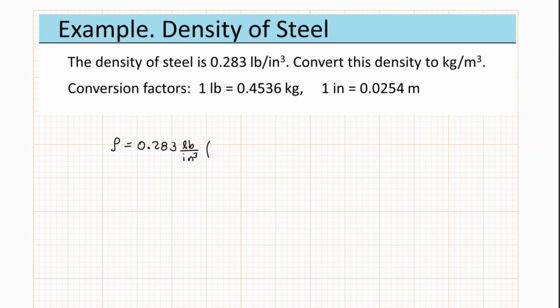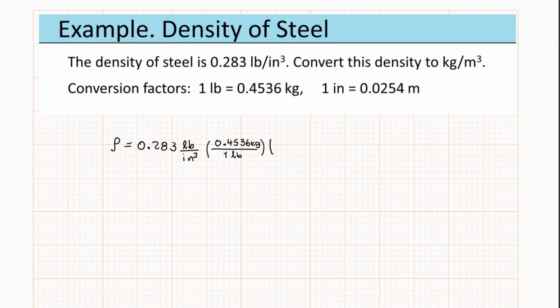So we start by converting the pounds into kilograms. We know that 1 pound is equal to 0.4536 kilograms. So we will write the ratio of these two quantities, and we will put the pounds at the bottom so that the units of pounds in the original quantity cancels the unit of pounds in the conversion factor.